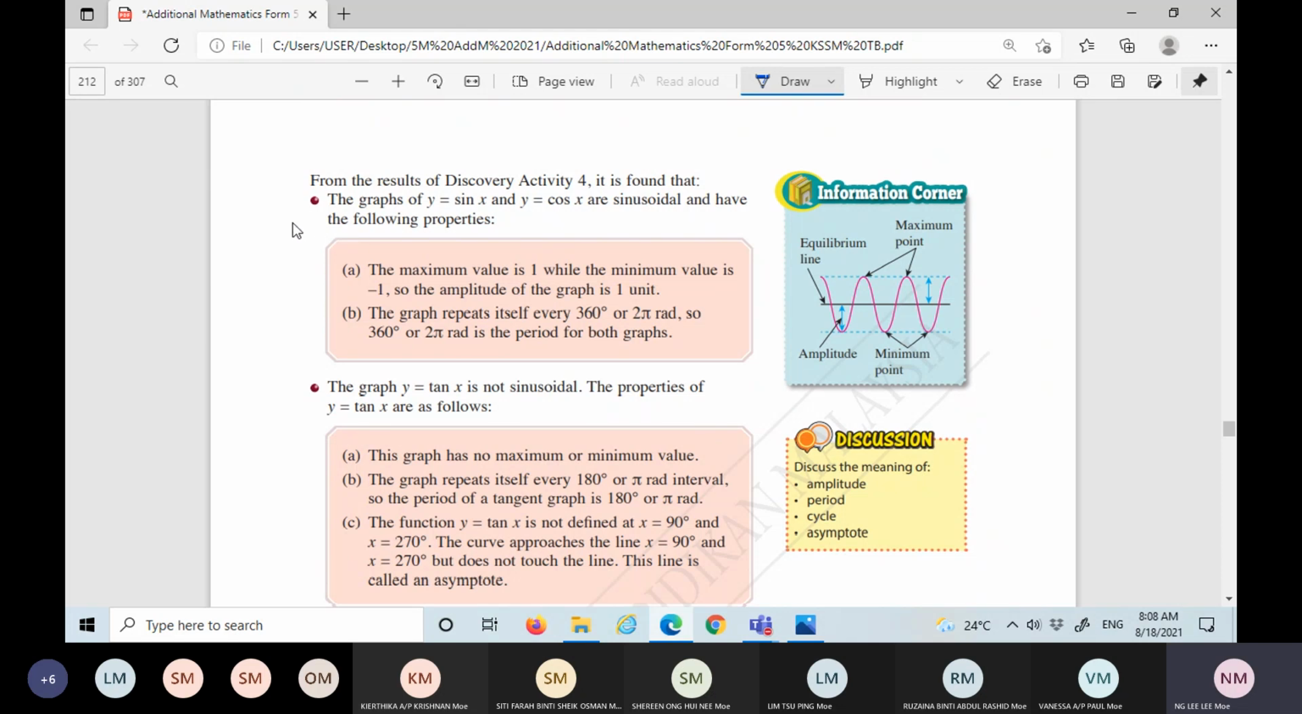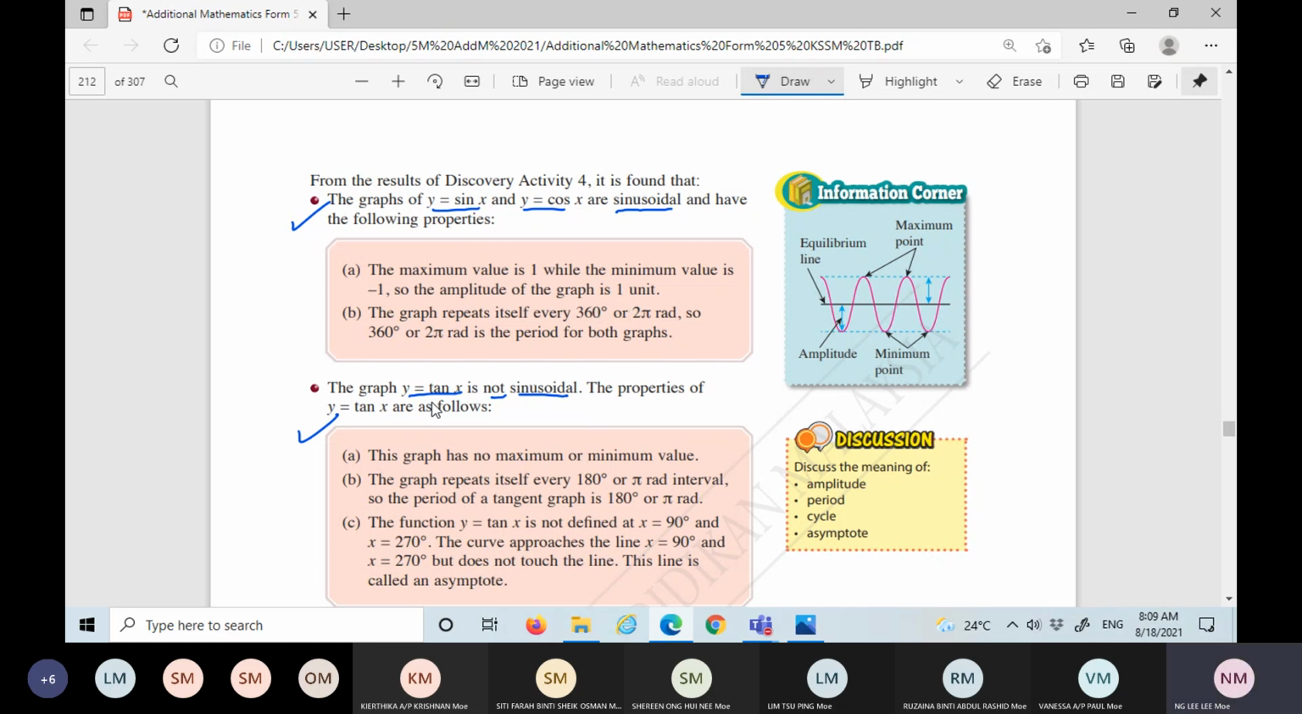So this one you can copy in the notes, and this one also you can copy in your notes. These two have some common properties. These two graphs, sine x and cos x, we call them sinusoidal. Then tangent is not sinusoidal. The shape of the tangent graph is totally different from the sine x and cos x. The properties of the sine x and cos x graphs: the maximum is 1, the minimum is -1, then the amplitude is 1.